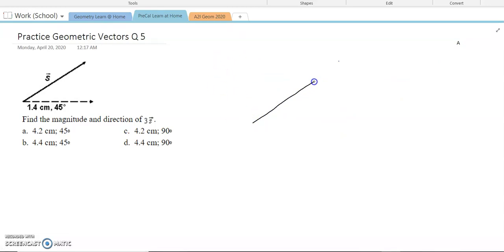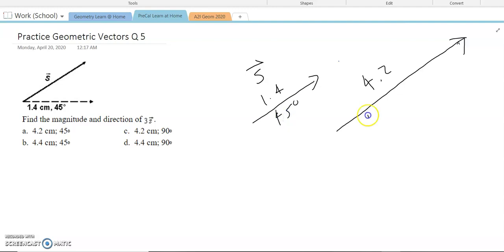So if s right here is 1.4, then 3s would just be 3 times as far, which is 4.2. It says we have a 45-degree angle, so the new one is also going to be 45 as well. All you do is multiply. So 3s is 3 times as far in the same direction. Nothing changed when you multiply. I guess that's answer choice A.